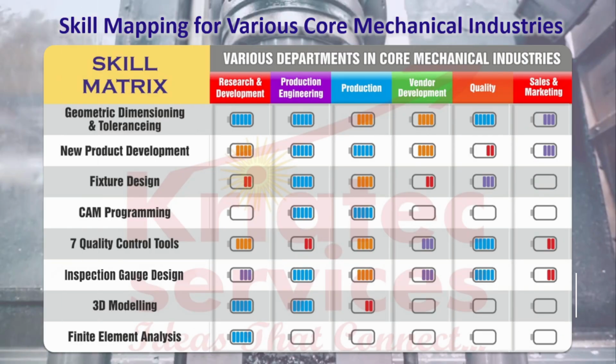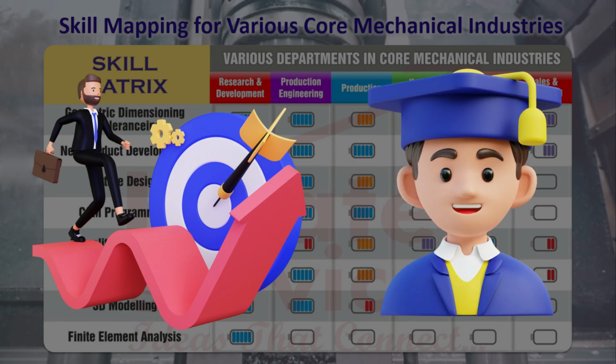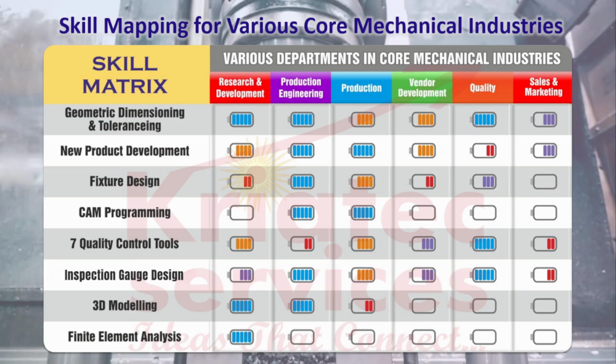www.learnnew.org. If you want to grow in your career in the mechanical engineering industry, or if you are a college fresher who is striving to get a job, you need to have these listed skill sets: GD&T, new product development, fixture designing, CAM programming, 7QC tools, inspection gauge design, 3D modeling, as well as finite element analysis.